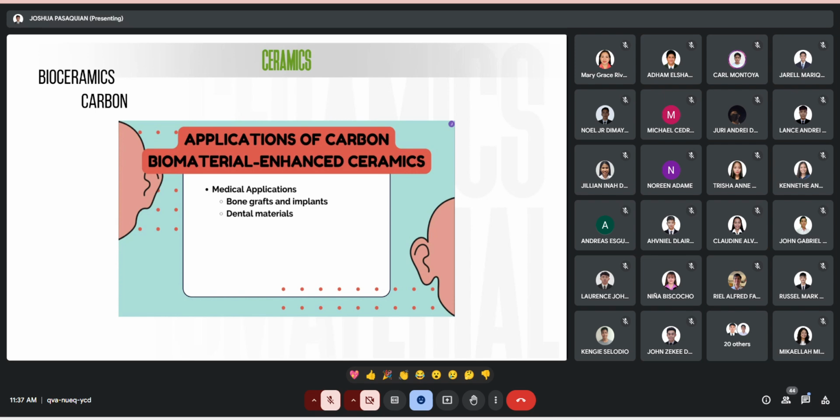They provide a scaffold for new bone growth and help in restoring skeletal structure and function. In implants, these materials create prosthetic components that replace damaged or missing bone segments. Their ability to integrate seamlessly with natural bone enhances patient mobility and quality of life.